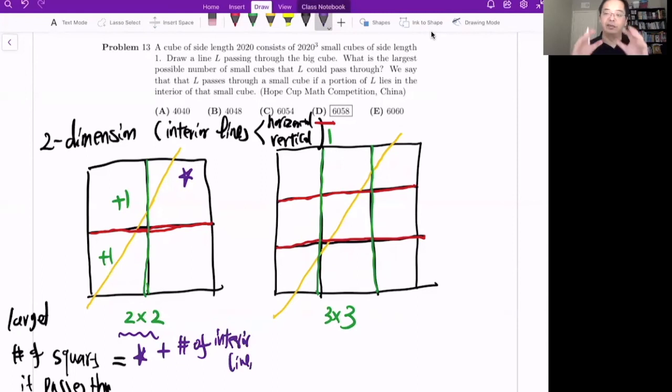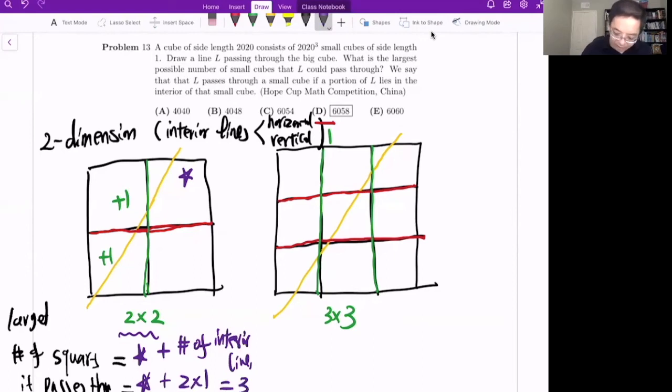This is kind of clear. Because in order to pass a small square, except the starting one, you have to pass through an interior line first, right? In order to add one more. So from here we get the special one plus 2 times 1, so here we have 3.